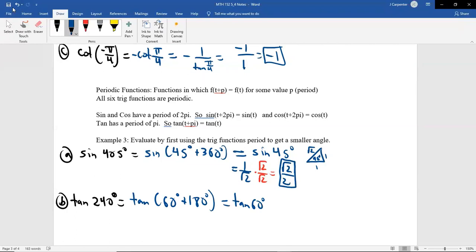Now, I will say that if I didn't give you these instructions, if I just said evaluate, I honestly probably wouldn't have done it this way. I would have done, all right, well, 240 is in quadrant 3, tangent's positive in quadrant 3, the reference angle is 60 degrees, and I'd end up doing the exact same calculation. It's just another way to do it. Another student might say, well, this is the same as negative 120 degrees, and tangent is odd, so I can pop the negative out and then do the tangent of 120, which is quadrant 2. Like I said, there are so many different ways to do a single trig problem.